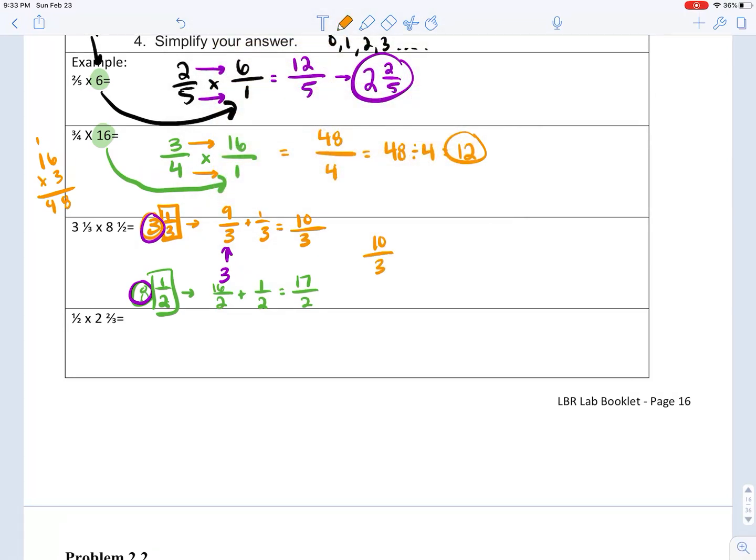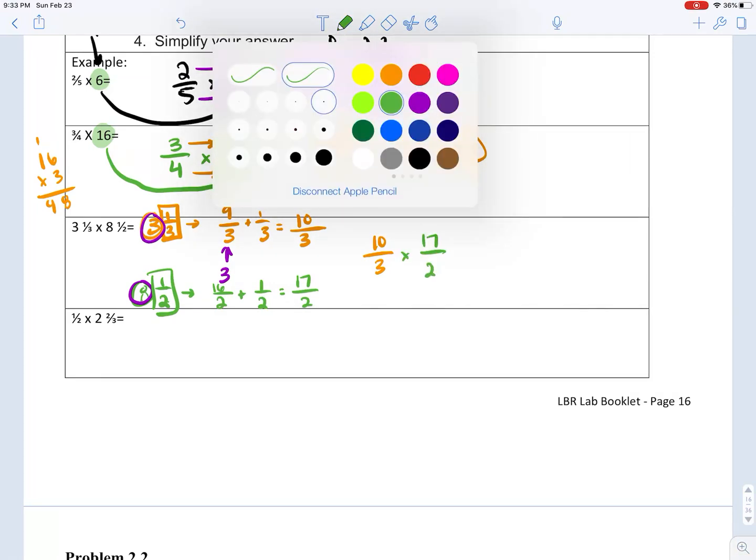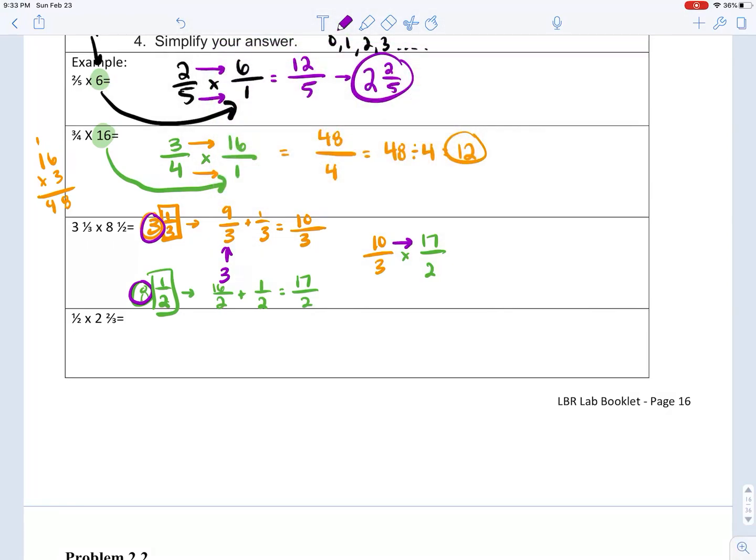Now I have my two numbers that I can multiply together. I have 10 thirds, and I'm going to multiply it by 17 halves. The rules do not change, so I'm going to multiply straight across the top. 10 times 17 is 170. And then I multiply straight across the bottom. 3 times 2 is 6. And then, yes, I must simplify.